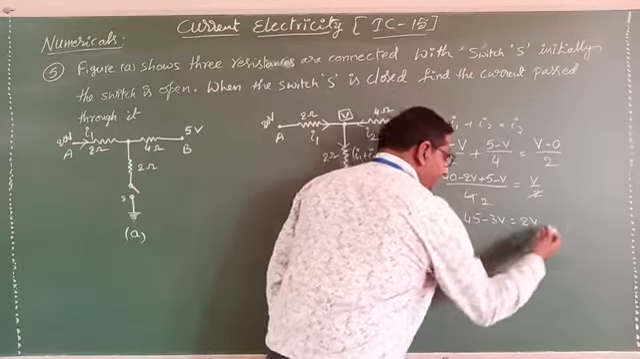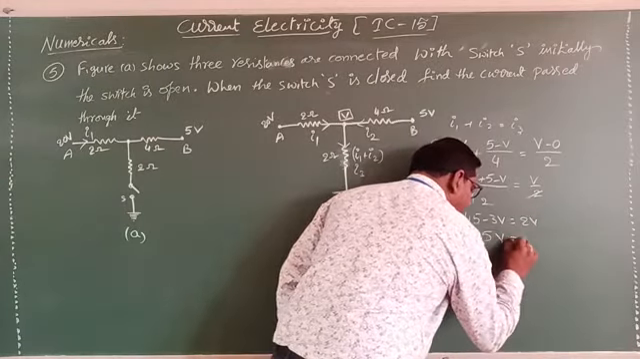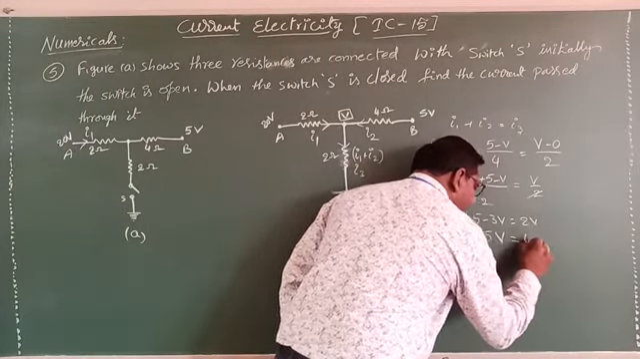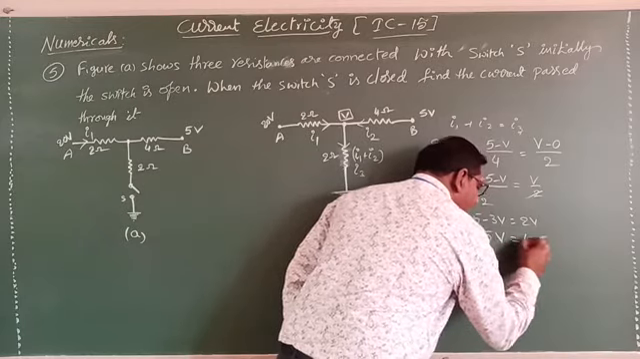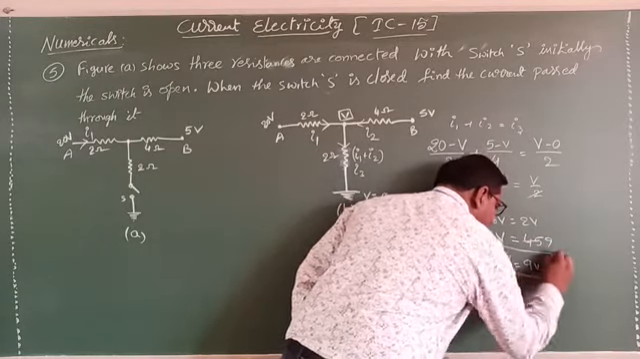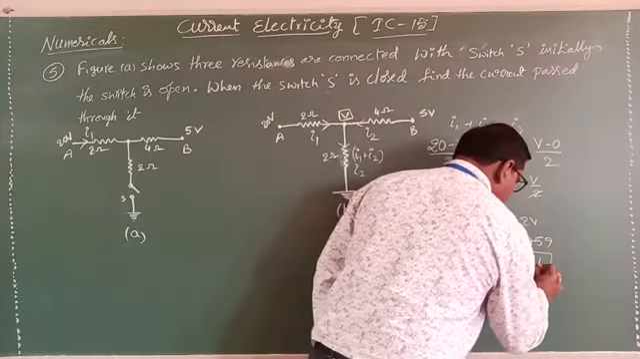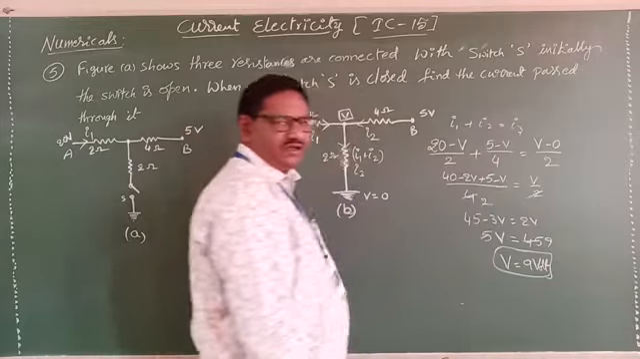Now this one will move that side. The 2V plus 3V, how much is it? 5V, that equals 45. This 5 will go here 9 times. So potential V equals how much here? 9 volt. How much here? 9 volt. Okay. Now potential you measured.